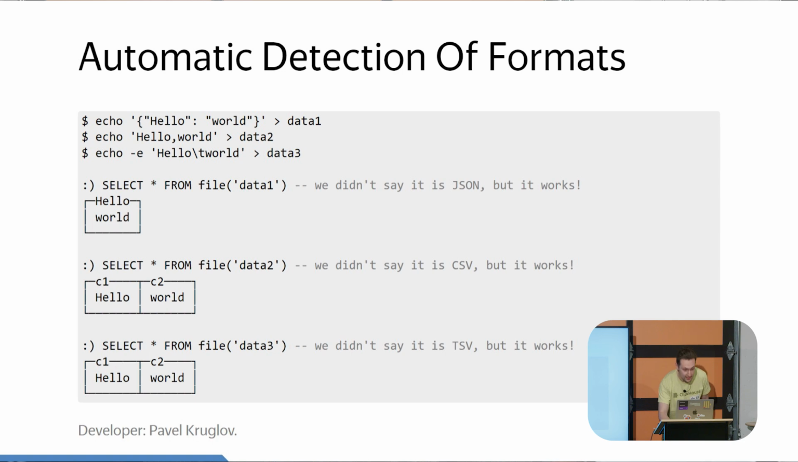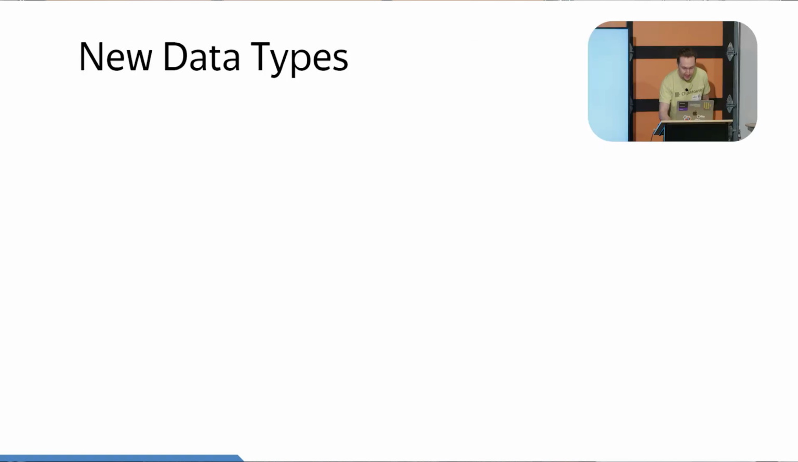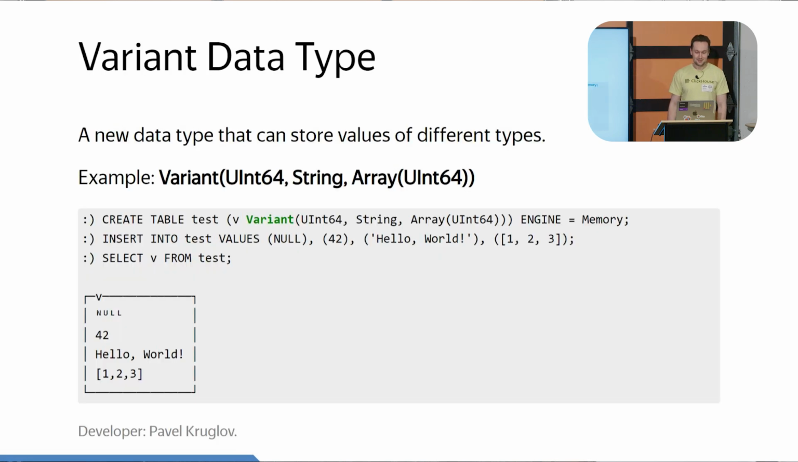What else? So what about new data types? We have a few of them. The first one is named variant. Variant is like a discriminated union. You specify variant, and inside the parameters, you specify options. And here are 3 options of data types that it can store.